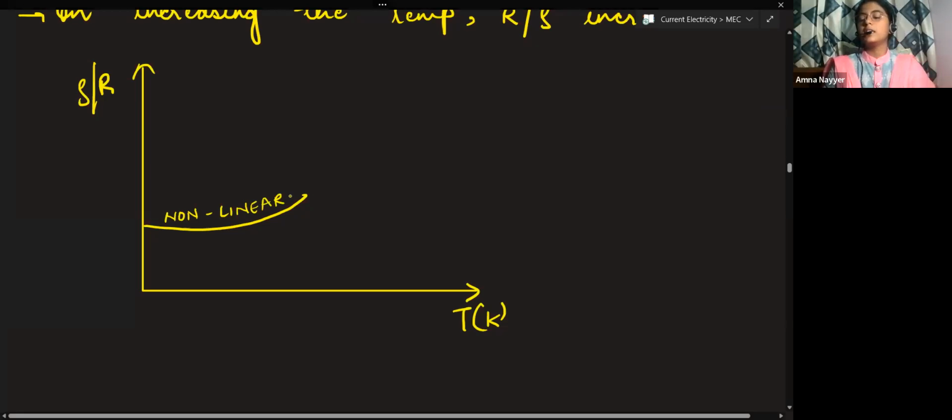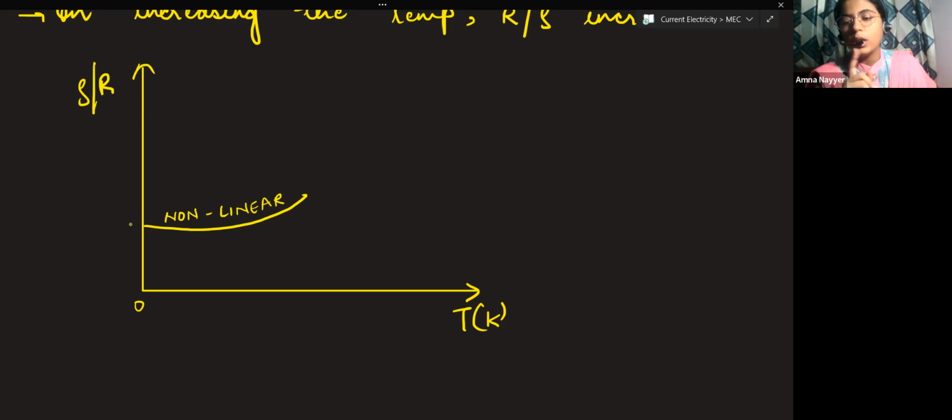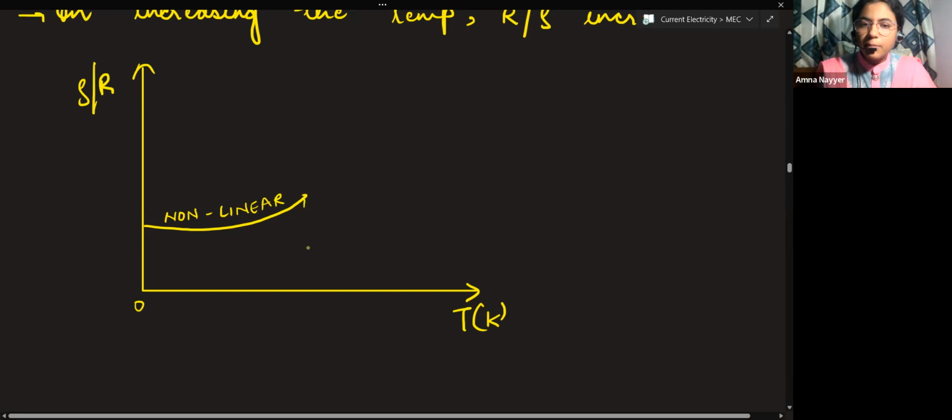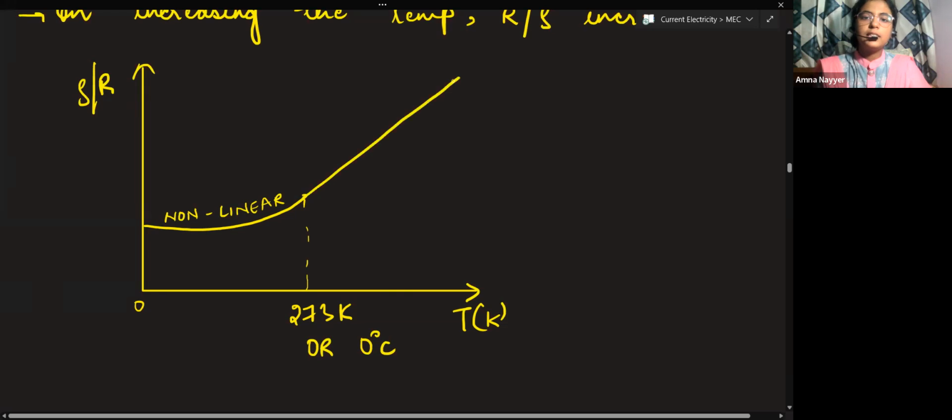So initially from 0, from the origin of the graph to a certain value, the variation of resistance and resistivity with temperature is non-linear. Now, what is this temperature? This temperature is 273 Kelvin or 0 degree Celsius. Up to here, it is non-linear. Then afterwards, it is linear.